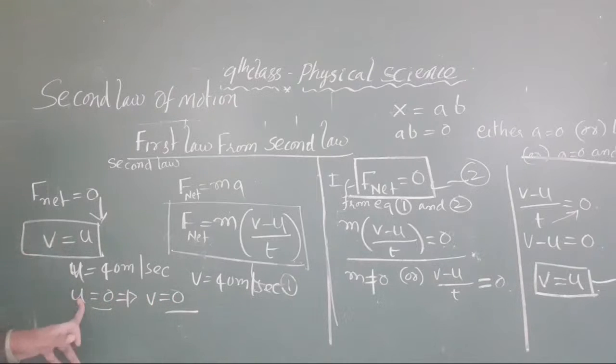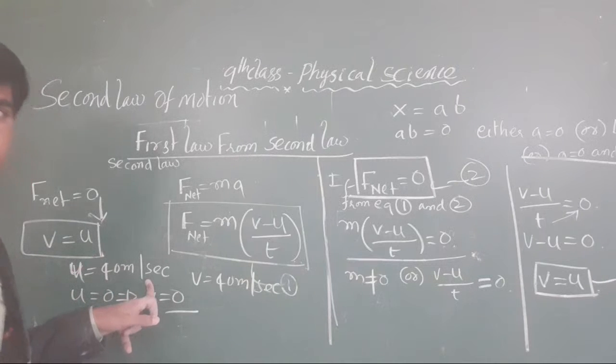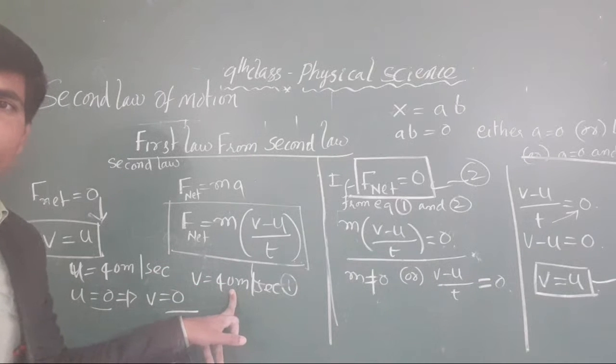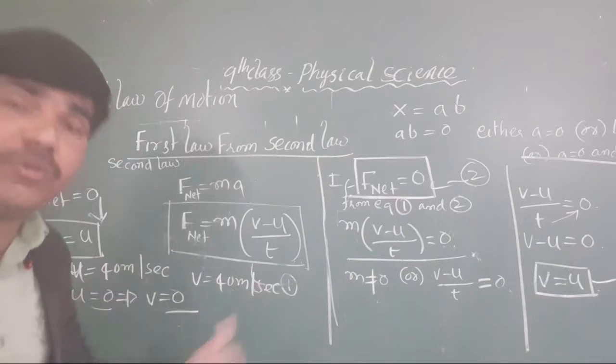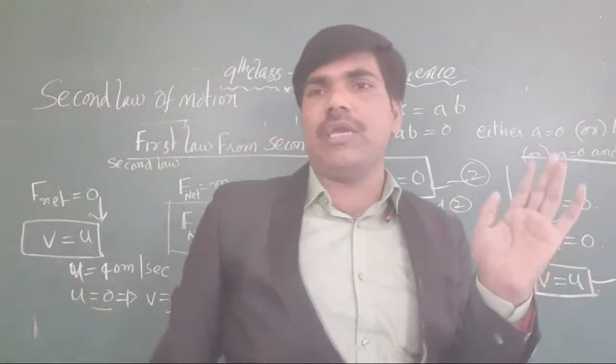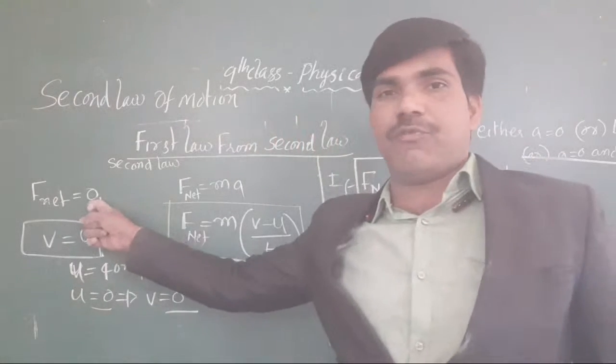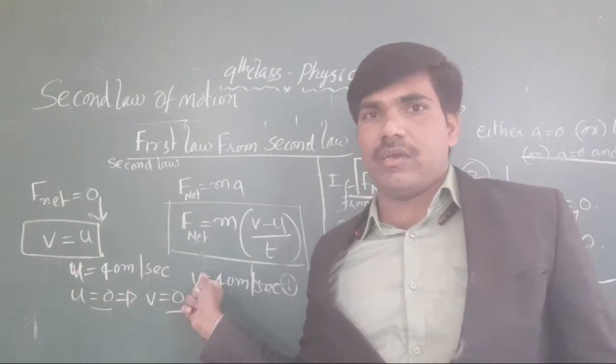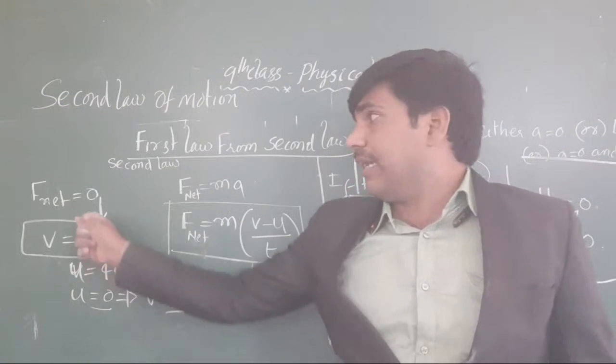What is the statement given? When you take F net equal to 0, V is equal to u. The initial velocity is 40 meters per second, and the final velocity is also 40 meters per second. It is continuous, a motion state only. When we do not apply force on the body, it continues in its motion state. Clear?